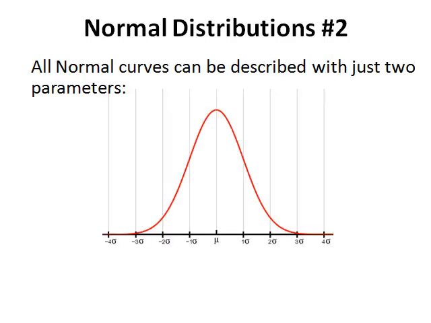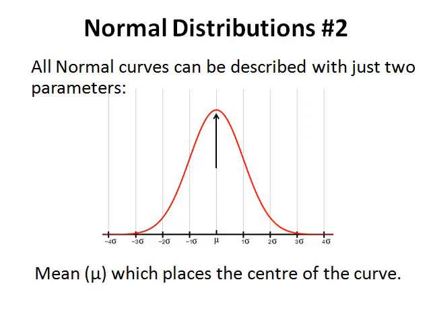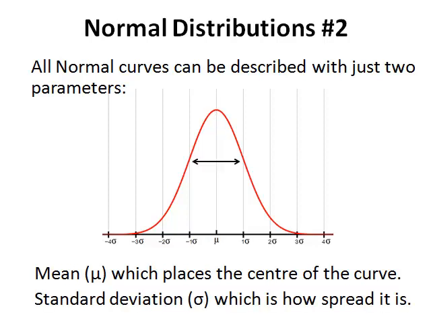Now we're going to consider the effect of changing the parameters on a normal curve. As we discussed before, a normal curve has two parameters: the mean, which moves the center of the curve and is also the median and the mode, and the standard deviation, which is a measure of how spread it is, how much variability we have.